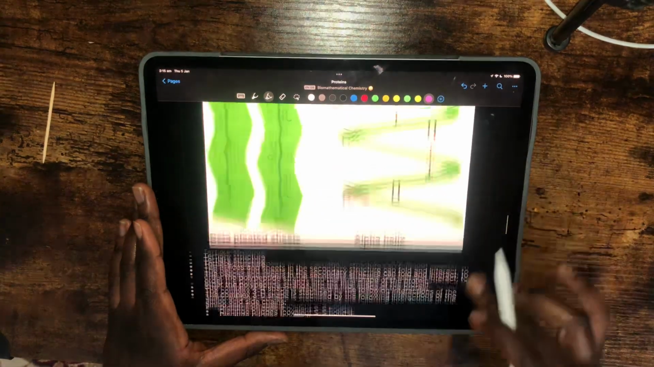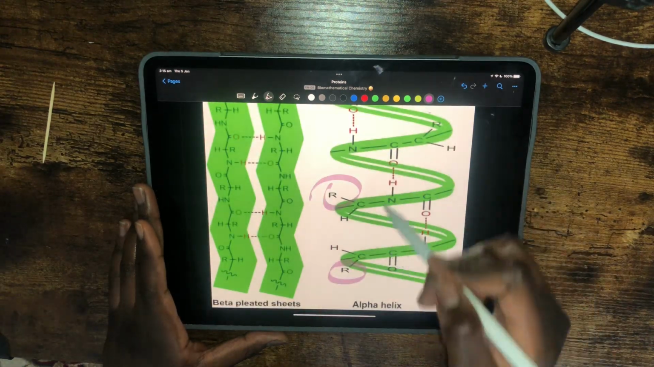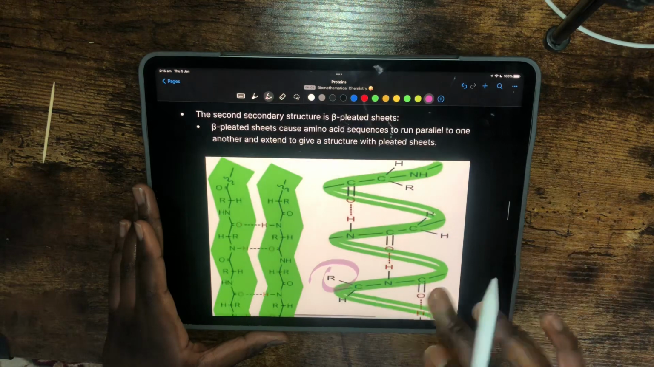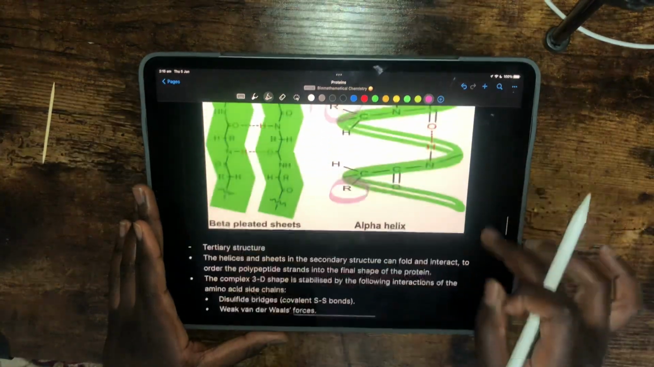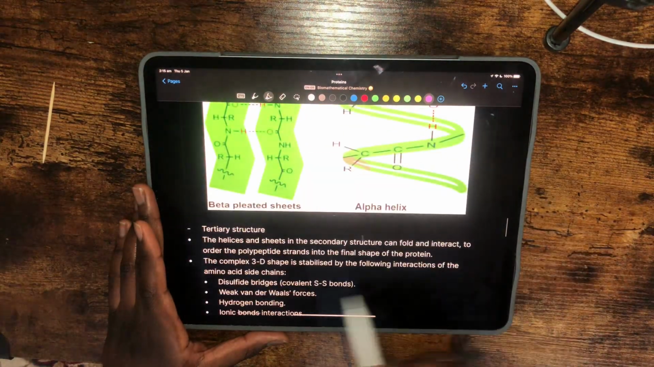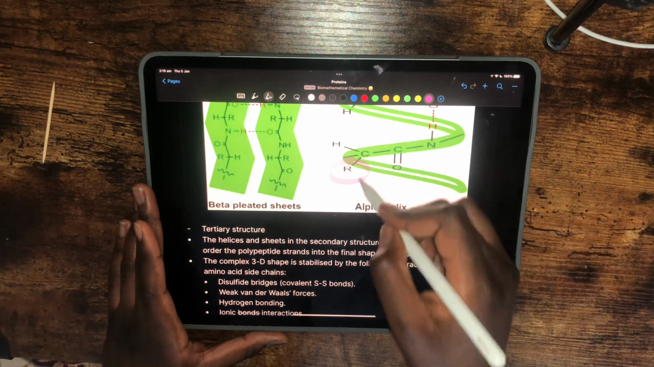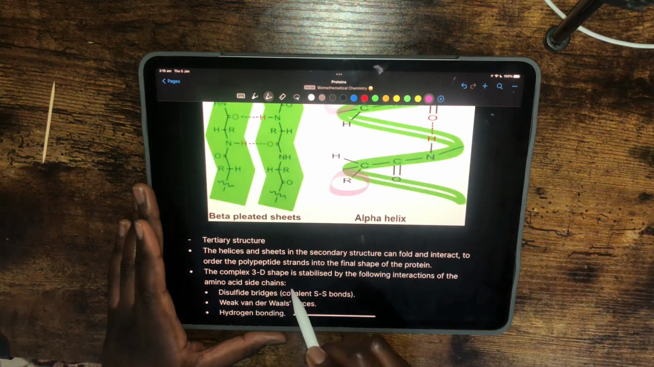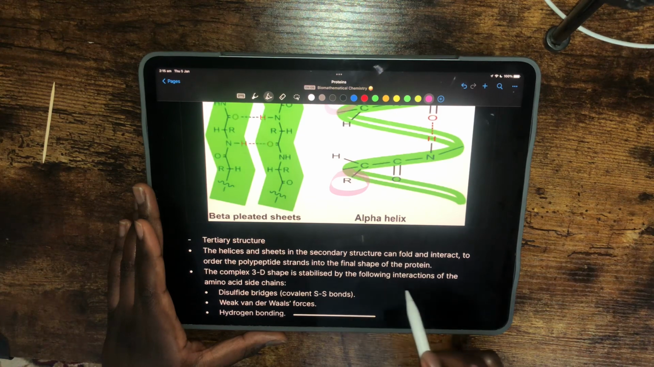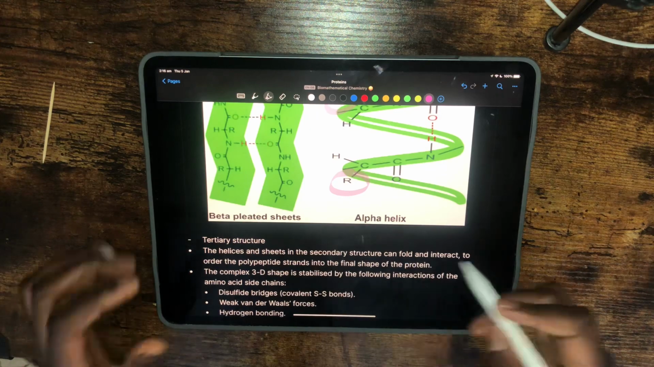So this here is mostly kind of like, they're 3D, but they're very basic 3D compounds. When I was talking about the secondary structure, these are very basic 3D structures. But now that you have these more bonds that are enabled from the different types of R groups, disulfide bridges, weak van der Waals forces, hydrogen bonding, ionic interactions, that turns it into a more complex 3D shape, stabilized by the following interactions. So now we have a more complex shape, more twisted into itself.